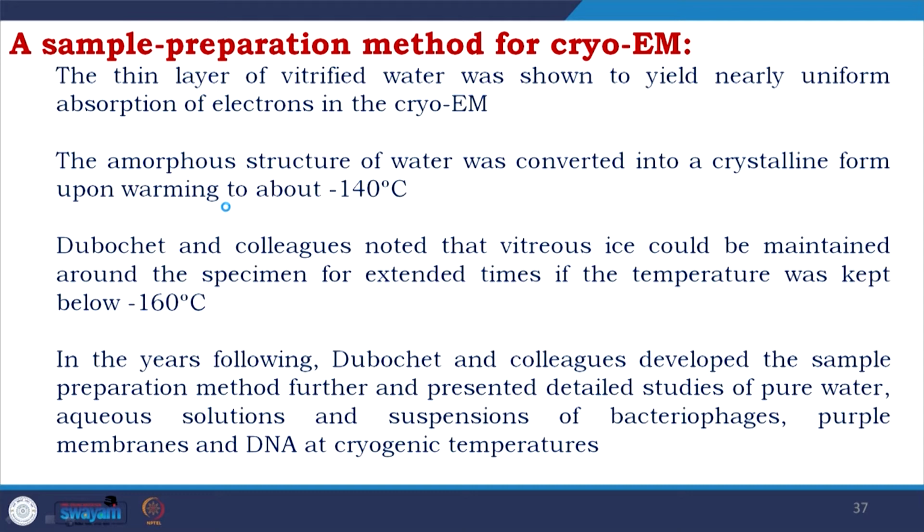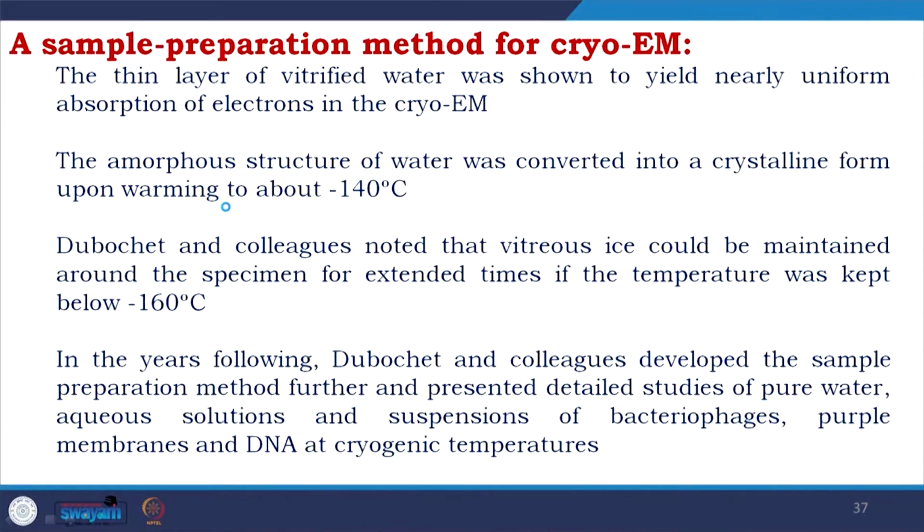The amorphous structure of water was converted into a crystalline form upon warming to about minus 140 degrees centigrade. Dubochet and colleagues noted that vitreous ice could be maintained around the specimen for an extended time if the temperature was kept below minus 160. So, you do the freezing and maintain minus 160, and you could maintain the condition.